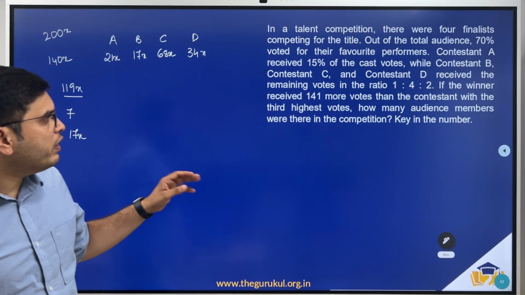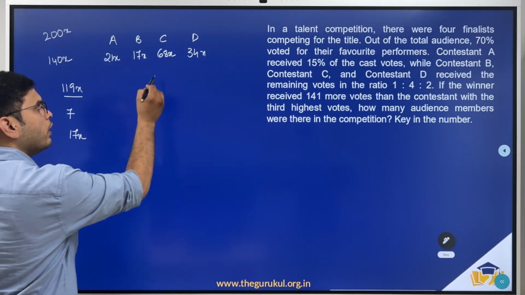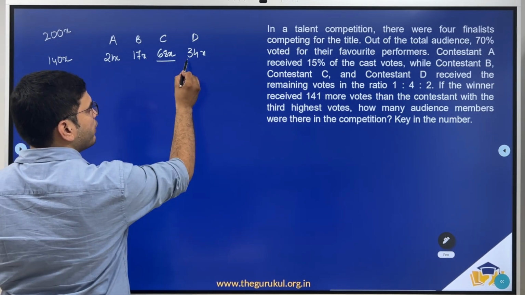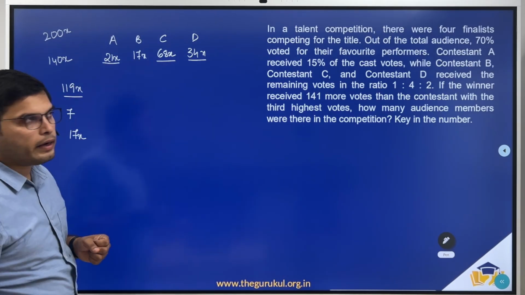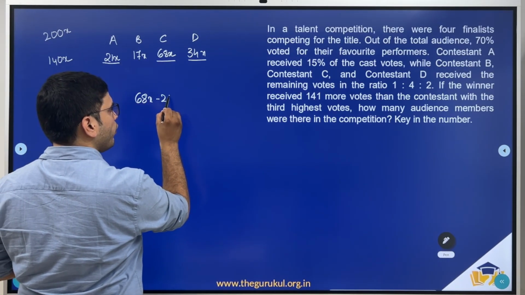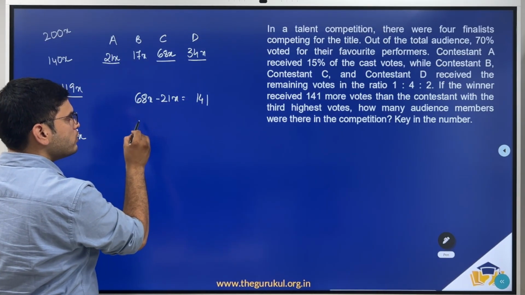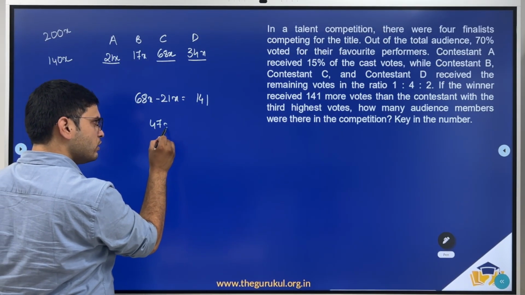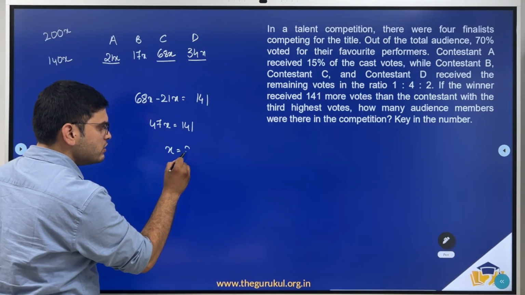Right? Now, if the winner received 141 more votes than the contestant with the third highest votes. Now, C was the winner, second highest votes were received by D, and third highest votes were received by A. Right? So, the difference, 68x minus 21x, is given to be 141. Right? So, this is 47x is 141. So what's the value of x? x is equal to 3.